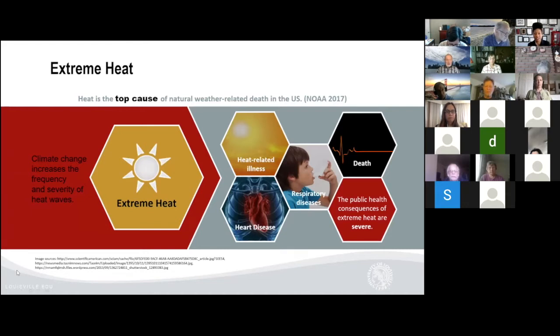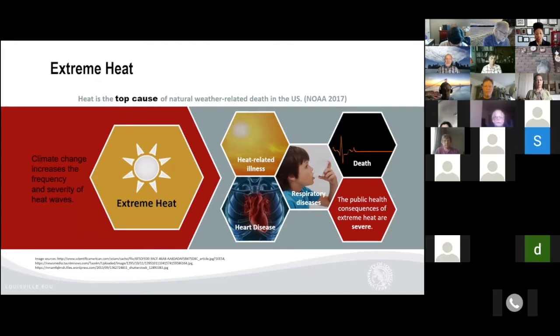Transitioning into extreme heat. Heat is a top cause of natural weather-related death in the US, and climate change is increasing the frequency and intensity of these heat waves. We have increased risk of heat-related illness, heat exhaustion, and heat stroke. Heat stroke can be deadly if not treated quickly. Extreme heat also increases or complicates heart disease risk and respiratory diseases, and children can be particularly susceptible.